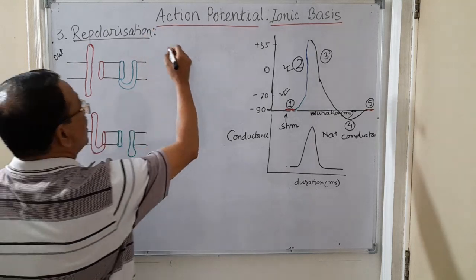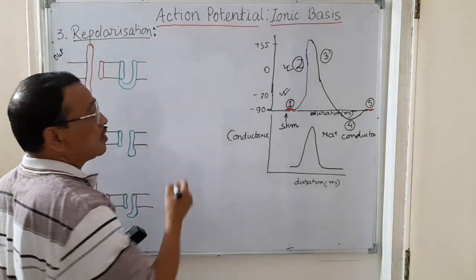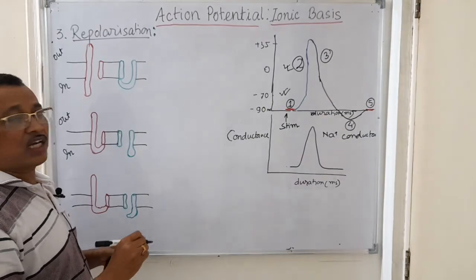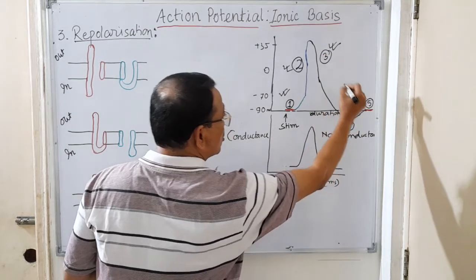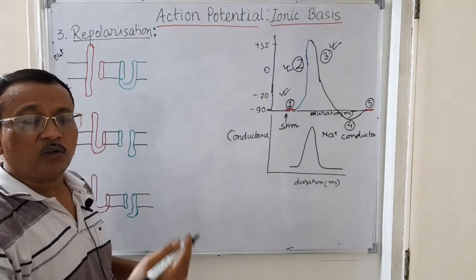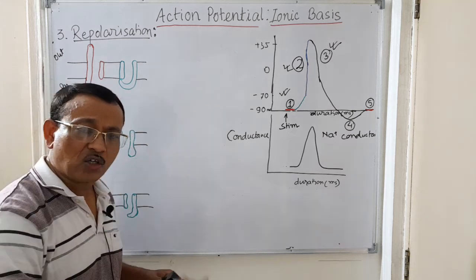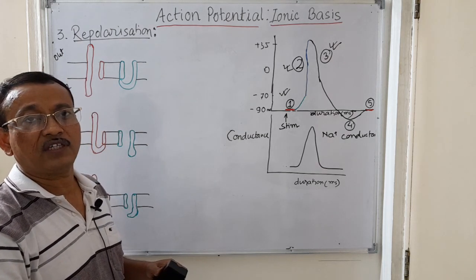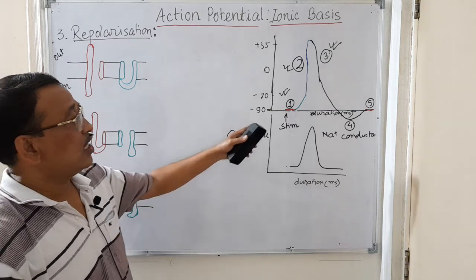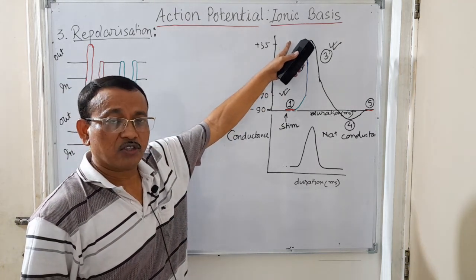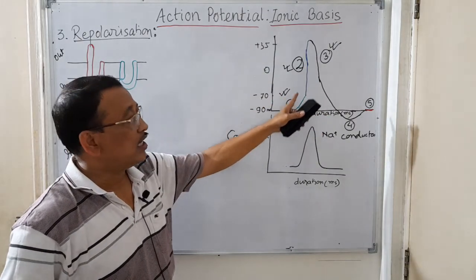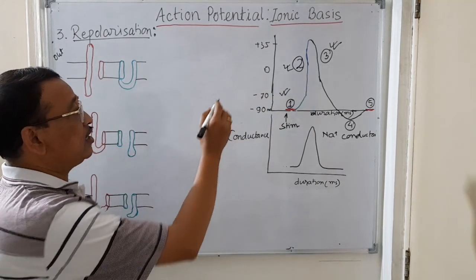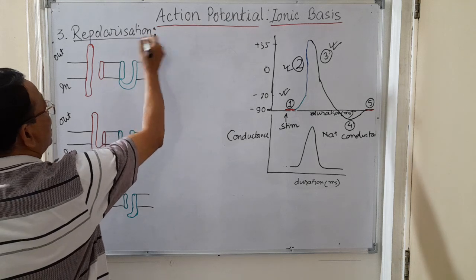Regarding the ionic basis of the third phase of the action potential, the repolarization: the membrane potential was electropositive, plus 35, and is again coming back towards the resting value, towards inside electronegativity. That phase is known as the repolarization. Now regarding the ionic basis of the repolarization.